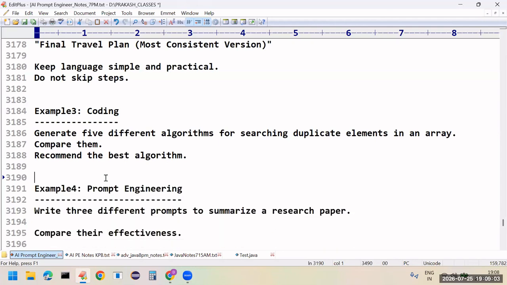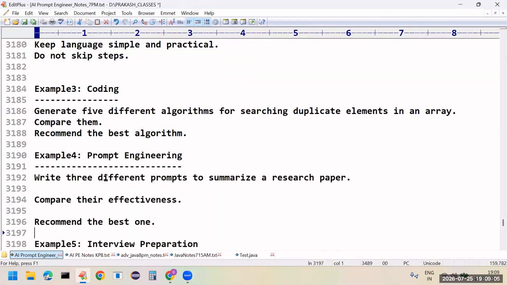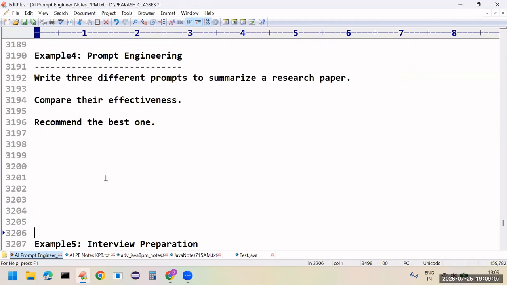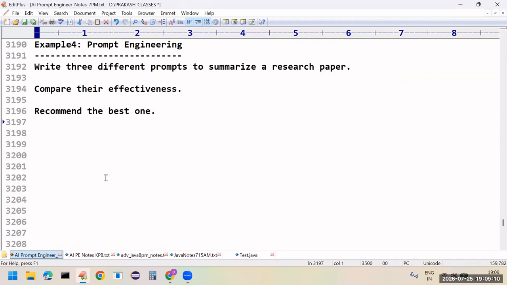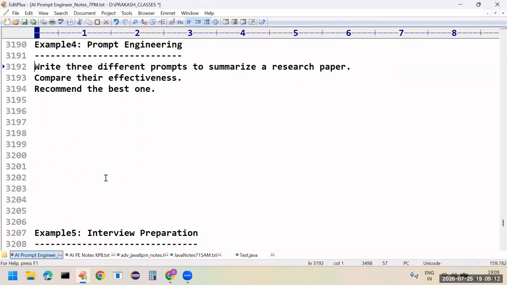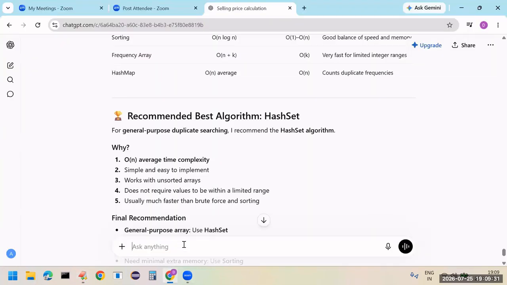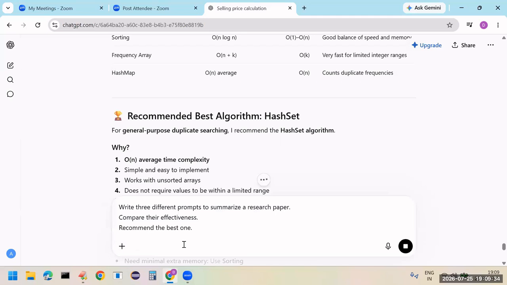Sir, next one. Have you observed? Prompt engineering. Write three different prompts to summarize a research paper. Sir, I have a research paper. Can you please write three different prompts to summarize that research paper, compare their effectiveness, and recommend the best? I want to develop a prompt. Now I will ask ChatGPT to generate at least three prompts, and from that identify the best.